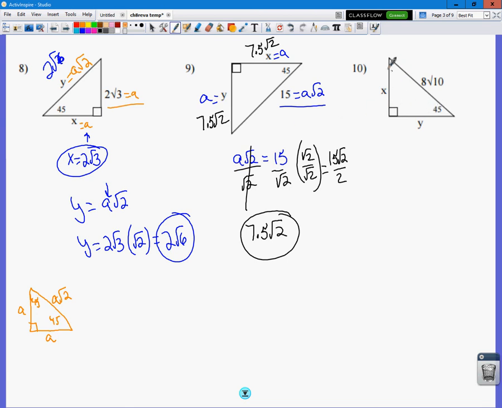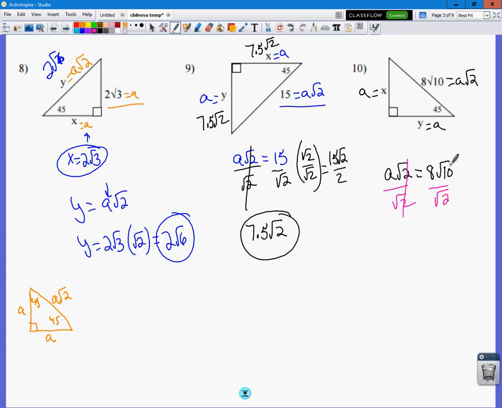Remember, again, across from the 45s, we're going to put equals A. Whatever x is, y is the same. And across from the 90, we're going to have A square roots of 2. A square roots of 2 is equal to 8 square roots of 10. And we can divide by the square root of 2.